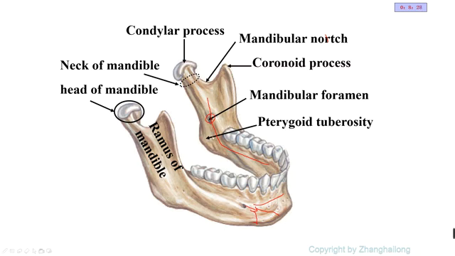And on the medial surface, there is another tuberosity. This one is the pterygoid tuberosity, because there is a muscle on the medial surface. This one is the pterygoid muscle.